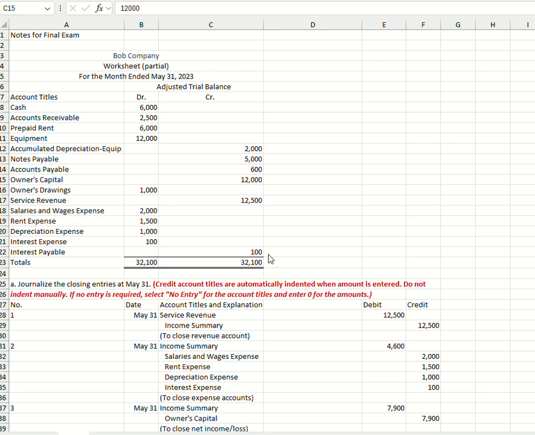A couple of quick examples for you that you might see, very similar questions on the final exam. This one is for Bob's company. Bob's company has shown his partial worksheet for the month ending May 31st, 2023.